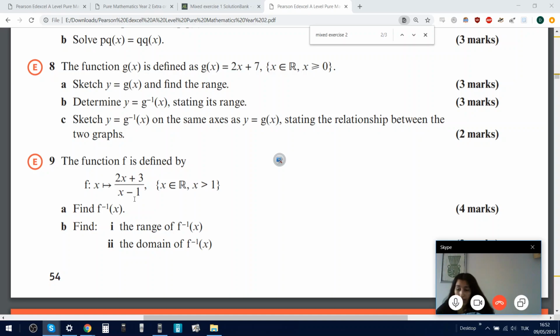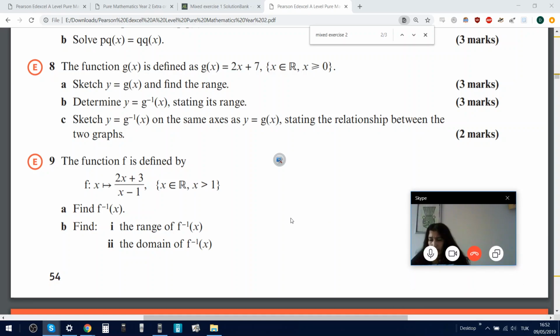From x is greater than 0. So then you solve this. X is greater than or equal to 7. Not x, y, sorry. Y is greater than or equal to 7 is the range. So for part B, just by looking at it, what's the range for that?